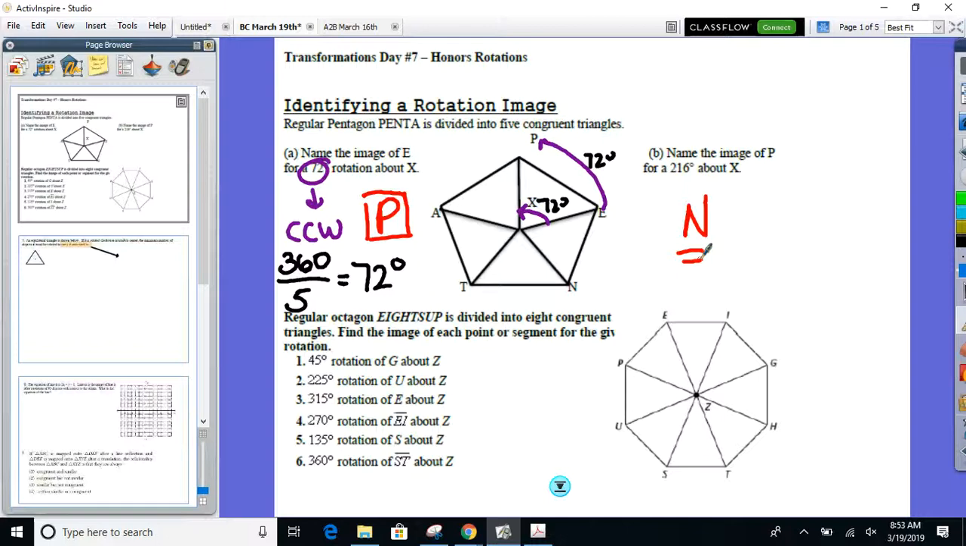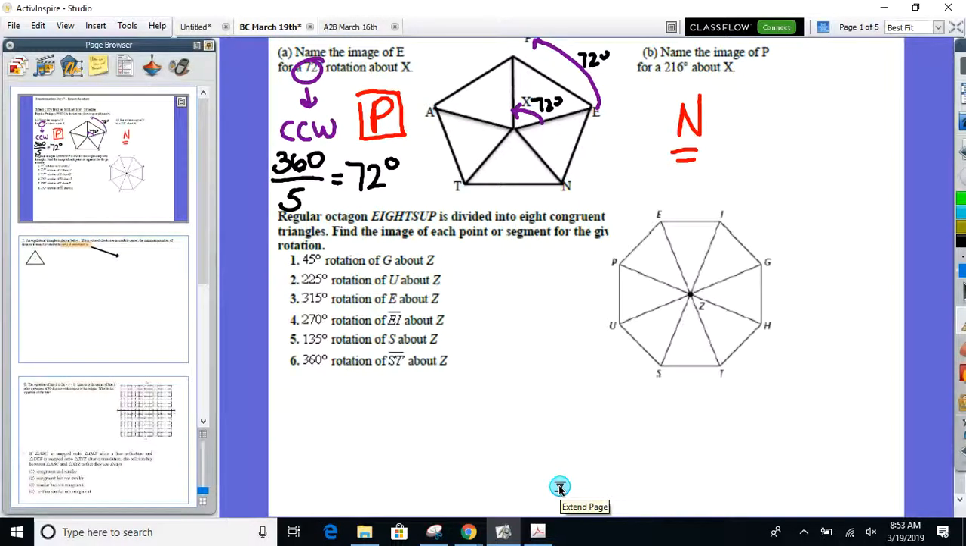All right, questions from you guys? All right, let's try this one more time, but with a different figure, an octagon. 8 congruent triangles. So right now, before we even get into 1 through 6, when I go from vertex to vertex, how many degrees am I rotating? I should end up at 45 degrees every time I rotate vertex to vertex. All right, so a 45-degree rotation of G.